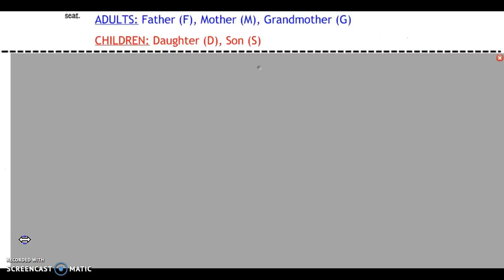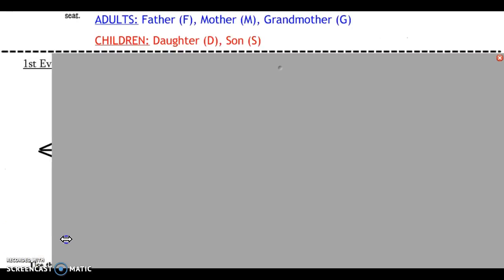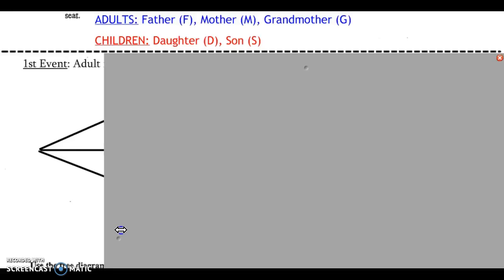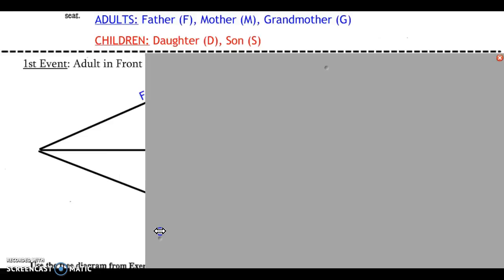Scrolling down here, I'm going to show you my tree diagram. There are 2 different events that are happening, and we call them events because they're situations with different outcomes. The first event is going to be an adult in the front seat, and you can see that there are 3 different outcomes for that event. It could be a father in the front seat, mother in the front seat, or grandmother in the front seat.